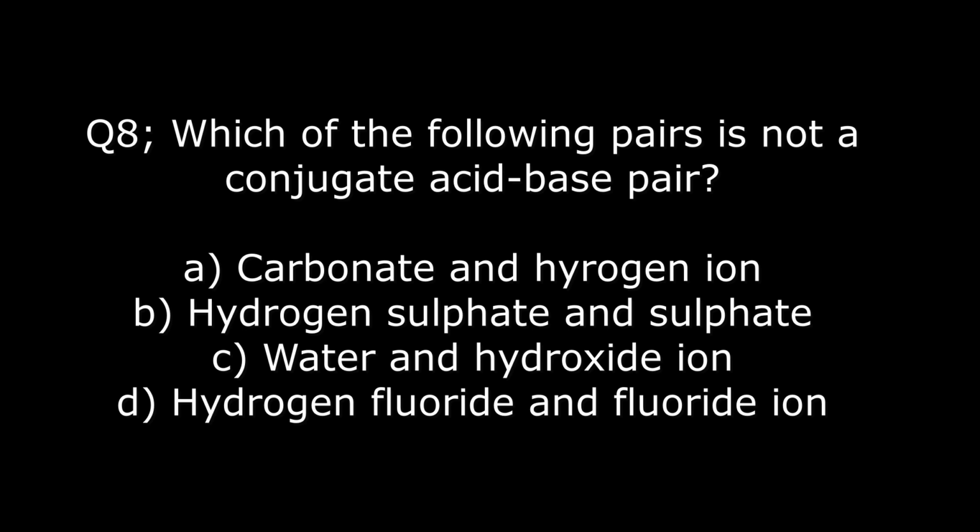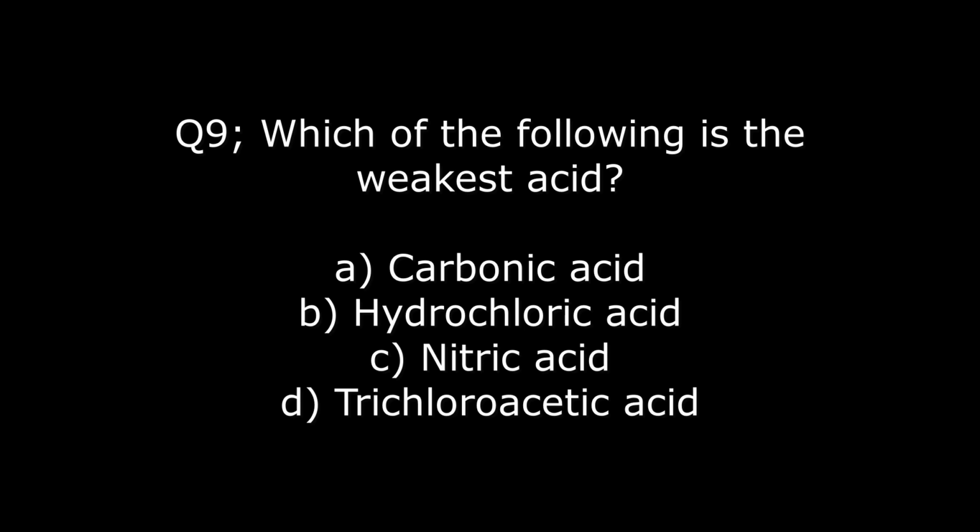Question number 8. Which of the following pairs is not a conjugate acid-base pair? A. Carbonate and hydrogen ion. B. Hydrogen sulfate and sulfate. C. Water and hydroxide ion. Or D. Hydrogen fluoride and fluoride ion. The answer is A, carbonate and hydrogen ion.